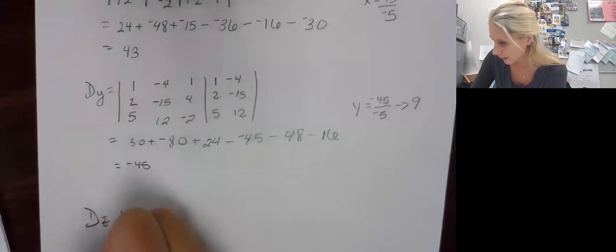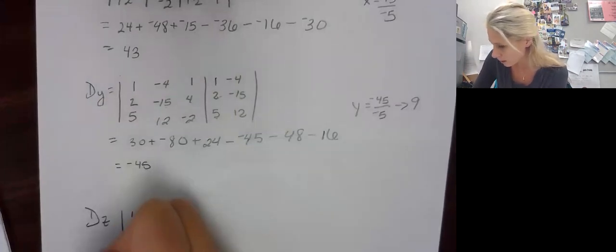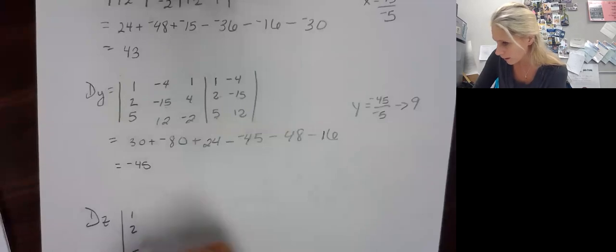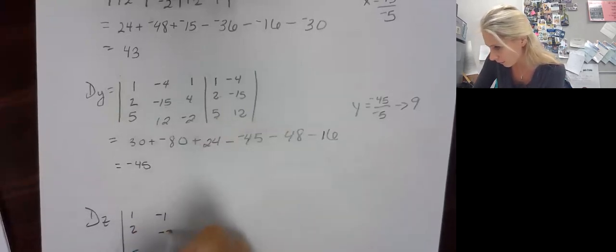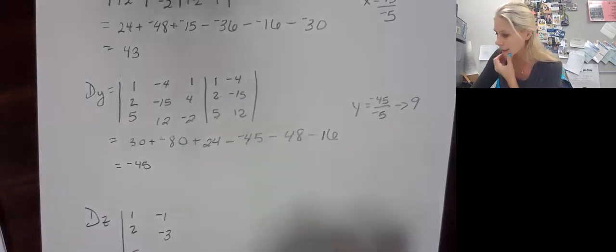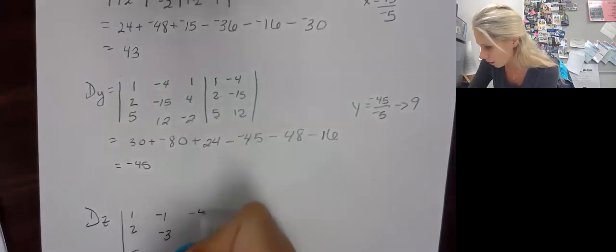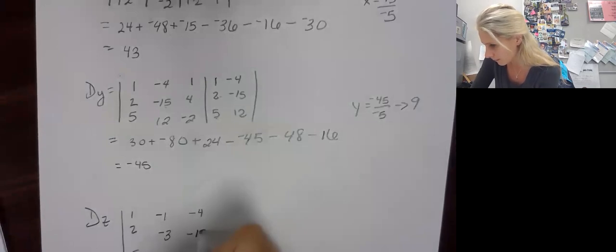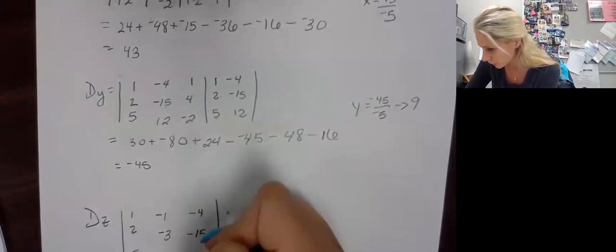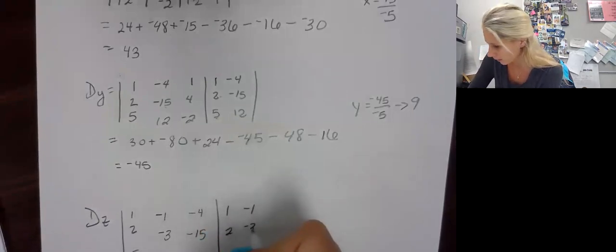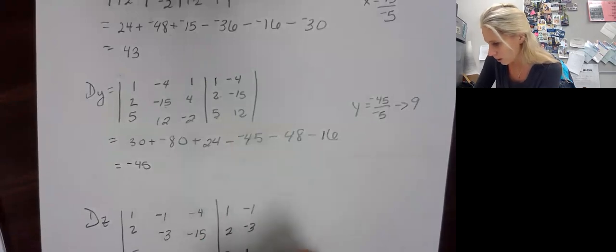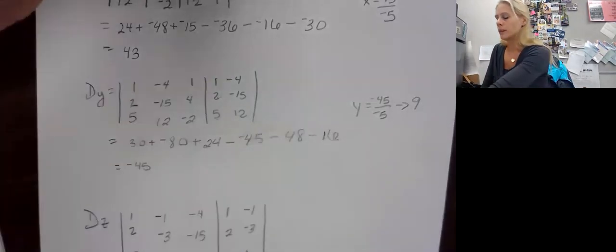All right, we keep our x's the same, 1, 2, and 5. Keep our y's the same, which is negative 1, negative 3, 1. But our z's now are negative 4, negative 15, negative 12. Okay, first two columns, 1, negative 1, 2, negative 3, 5, and 1. Sorry, guys. There we go.